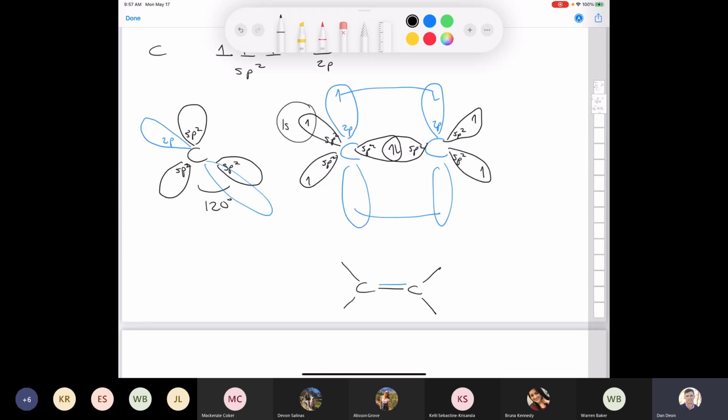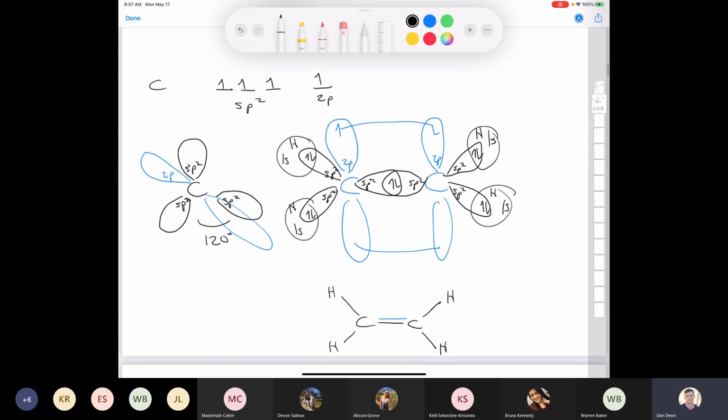This is a 1s orbital here. This is a 1s, and this is a 1s, a 1s, 1s. And each one of these is a hydrogen, which I'll label like this. So there's your complete molecule. Okay, so that explains sp2 hybridization.